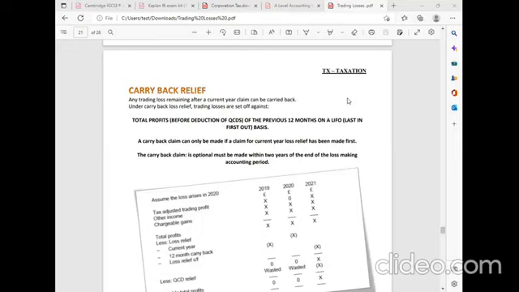But now the tricky part is coming up. This tricky part is known as carried back relief. Carried back relief means the company can carry back its loss for the previous 12 months. How many months can you carry it back? 12 months.